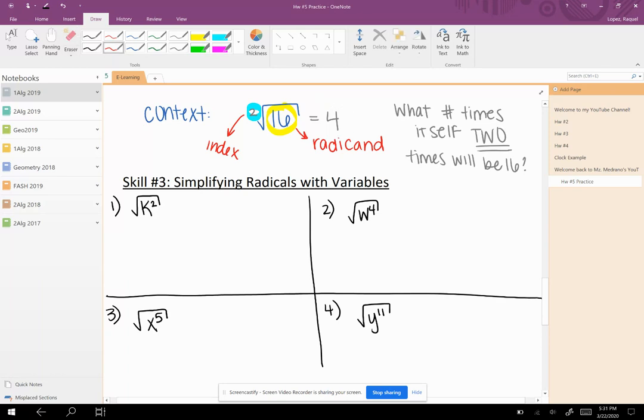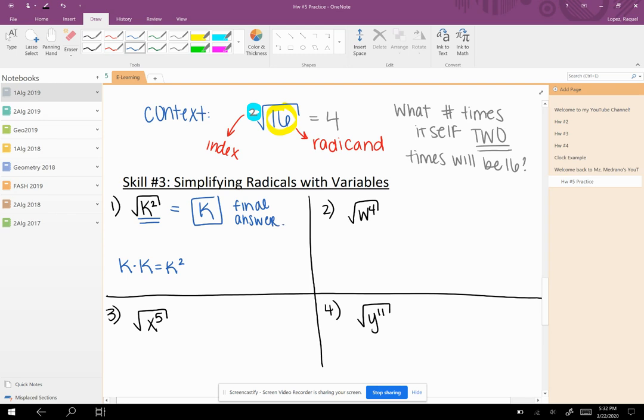So now if we apply that to the square root of something like k to the power of 2, there are 2 ways that I can do this. Actually, I don't want to talk about the 2 different ways here. Let me ask you this question. What times itself 2 times will get you to k squared? Well, I know that k times k gets me to k squared, so the square root of k squared is just going to be k. And that's your final answer.